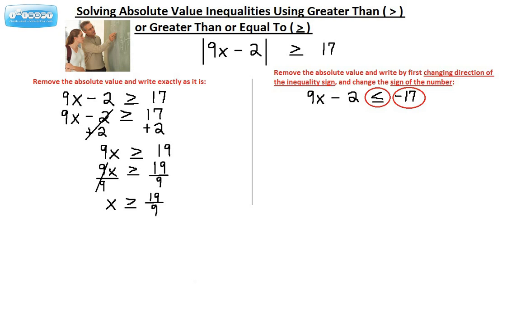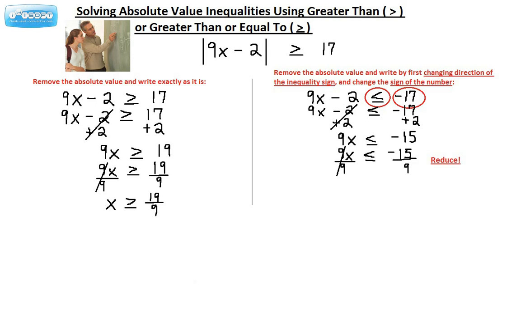Now we solve the second inequality. First, add 2 to both sides to isolate the term containing x. Now divide both sides by 9. Remember to reduce fractions. They can be left improper, but just make sure they're reduced as far as they'll go in improper form. Here we have our second solution. X is less than or equal to negative 5/3.